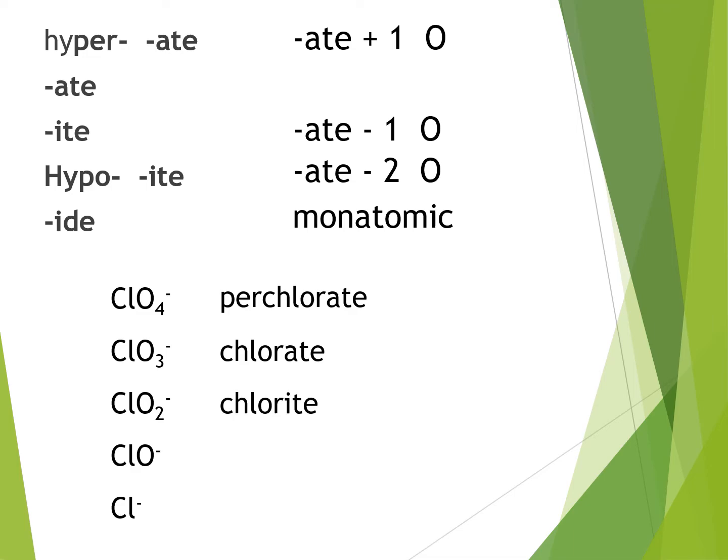Now, the "ite", -1 oxygen from the "ate", and "hypo-ite", -2. Now, if you have something like sulfate, that's SO4, sulfite is SO3. Again, we're just counting away from the "ate". And of course, the monatomic. Now, you notice these are all different by just a couple of letters. In some cases, like chloride, chlorite, chlorate, one letter difference. So, be on the ball.